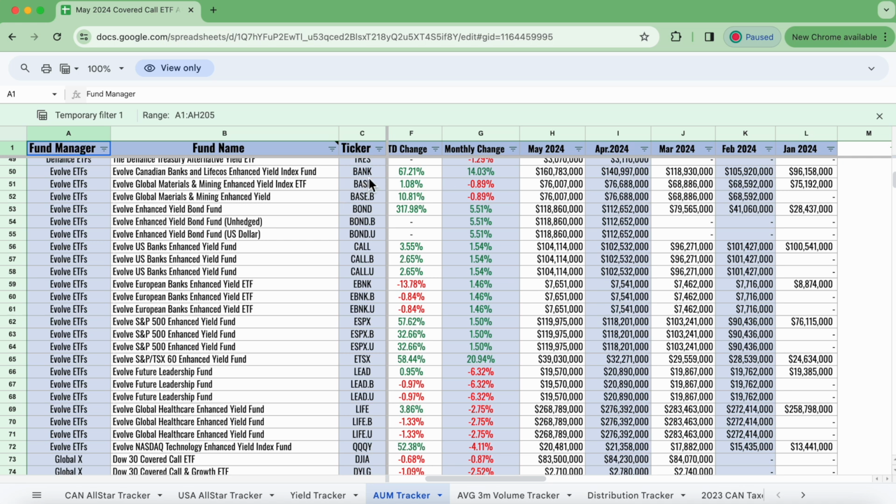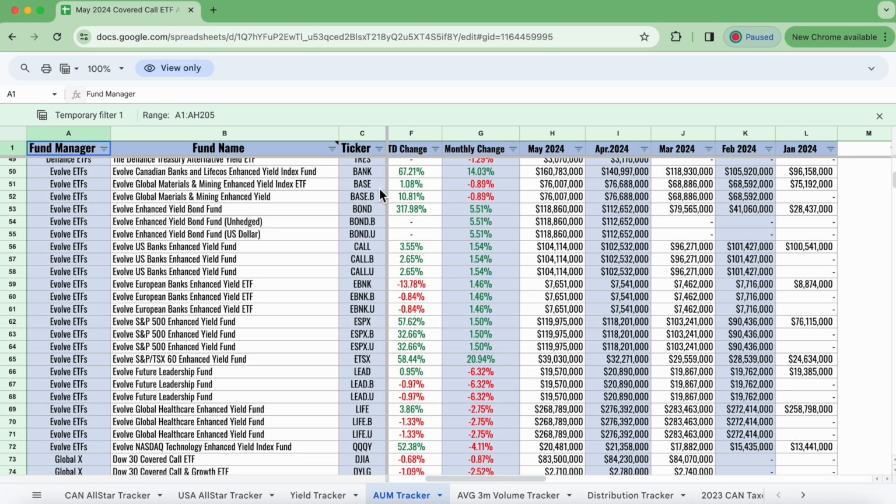It's a leveraged fund on the banks and also, I think, on financial institutions like insurance and other financial services companies, I should say. So Bank doing really well.